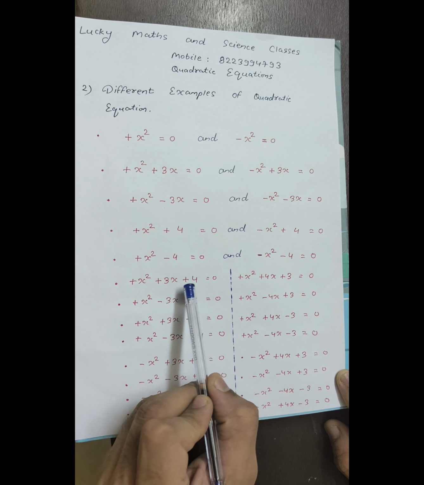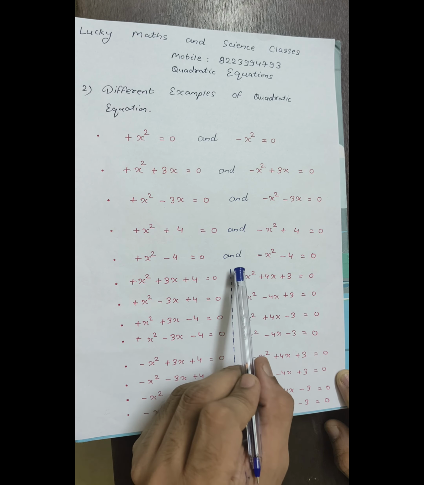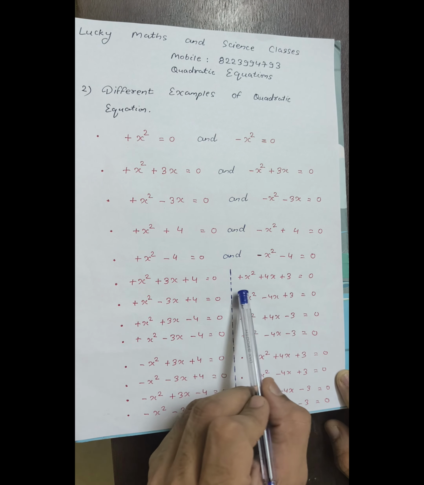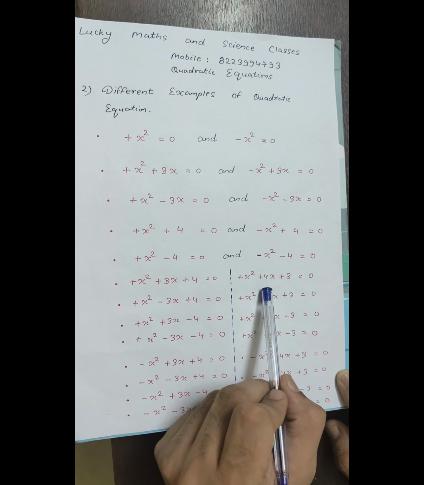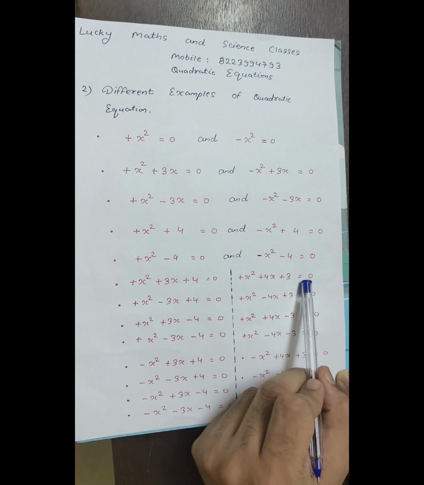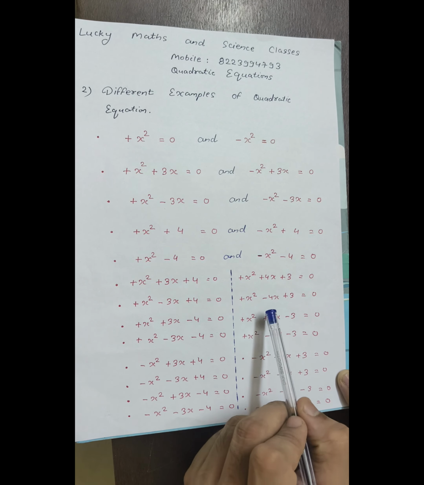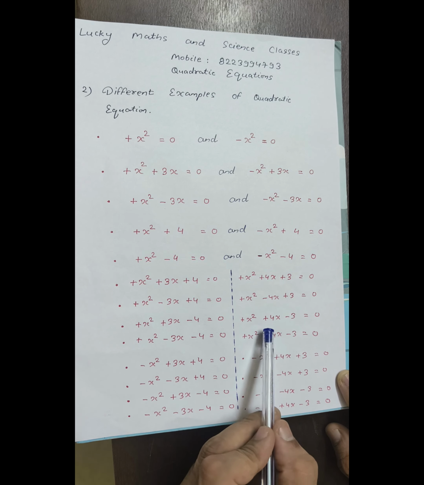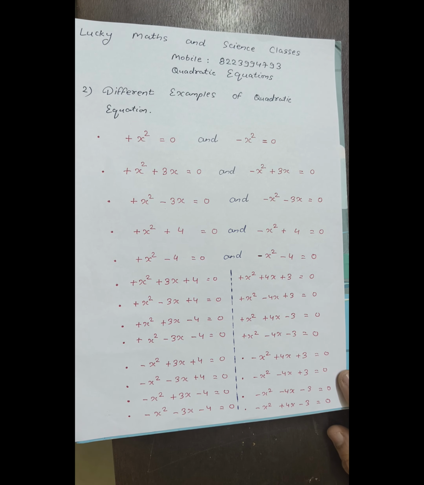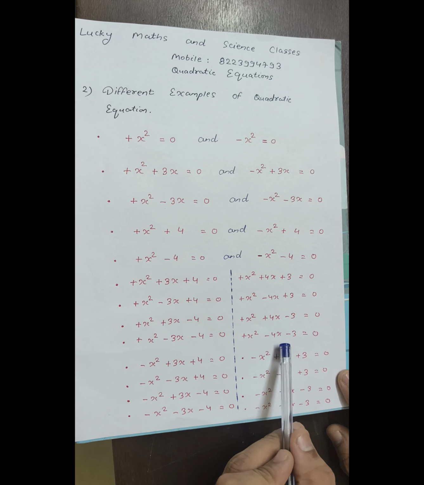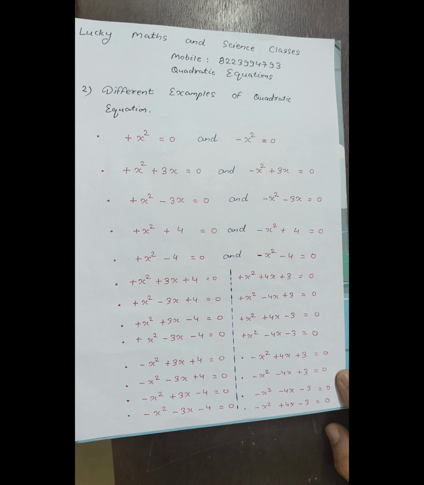Again, if we interchange 4 and 3, these are also possibilities. X square plus 4x plus 3. Now this time b is plus 4, c is plus 3. Likewise, minus 4 plus 3, plus 4 minus 3, or both b and c are negative. X square minus 4x minus 3.